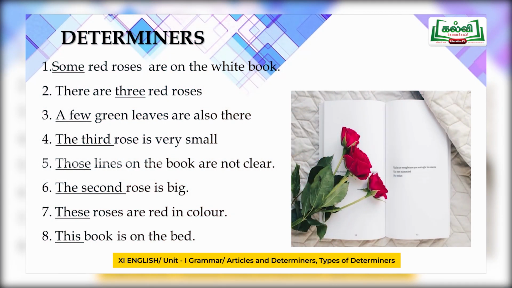We see some examples for determiners. Some red roses are on the white book. There are 3 red roses. A few green leaves are also there. The third rose is very small. Those lines on the book are not very clear. The second rose is big. These roses are red in color. This book is on the bed. So in these sentences, the underlined words some, 3, a few, the third, those, the second, these, this are determiners.